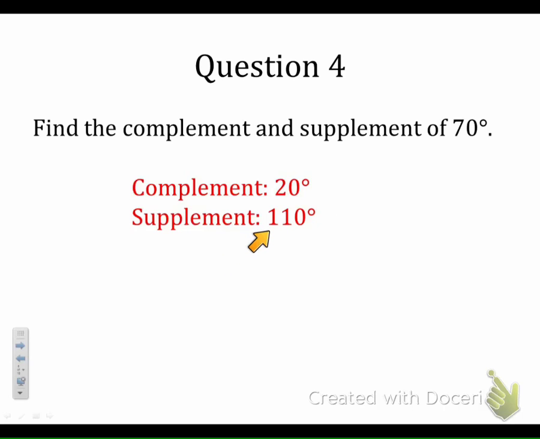And then supplement means they've got to add up to 180. Or supplementary needs to add up to 180. So you could take 70 plus what gets me to 180. Or 180 minus 70 to get me 110. Next question.